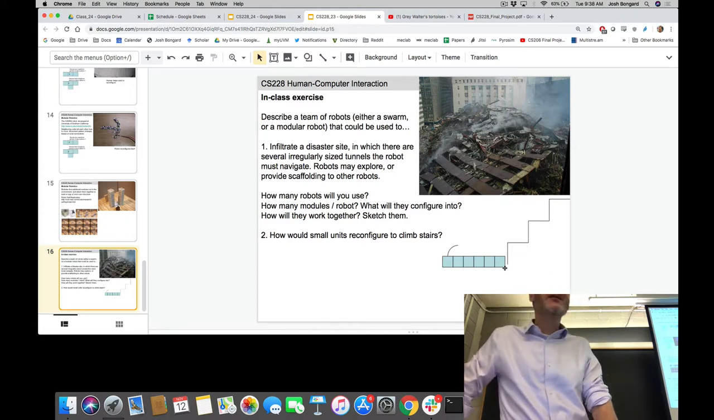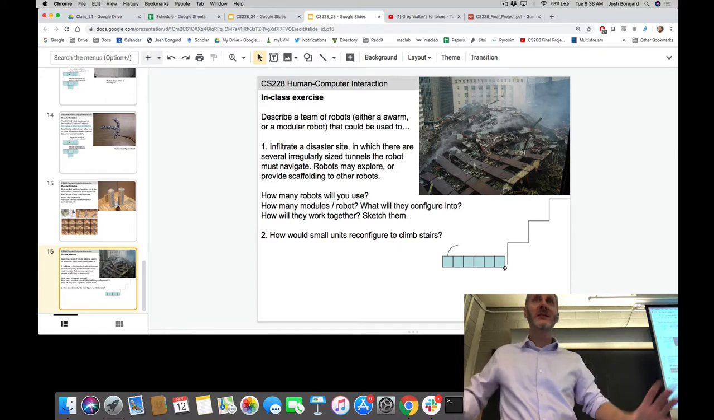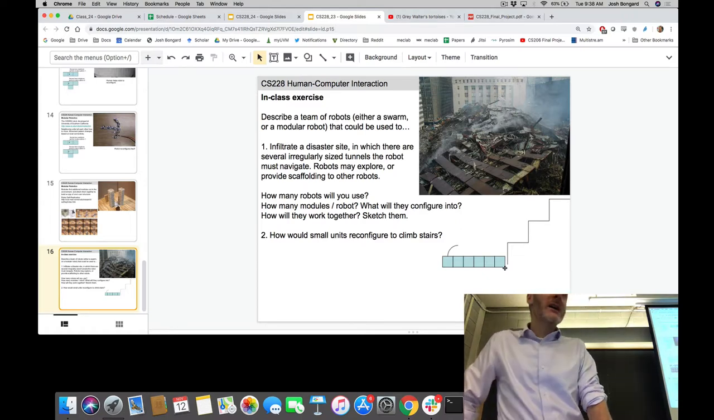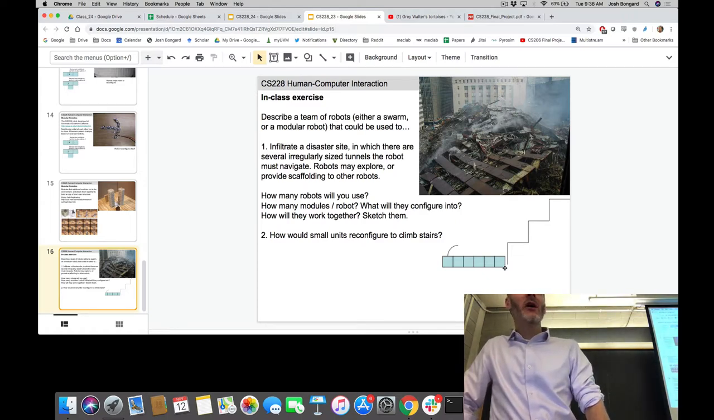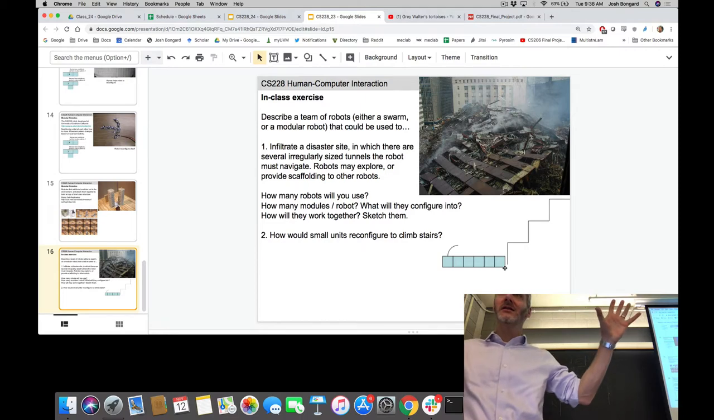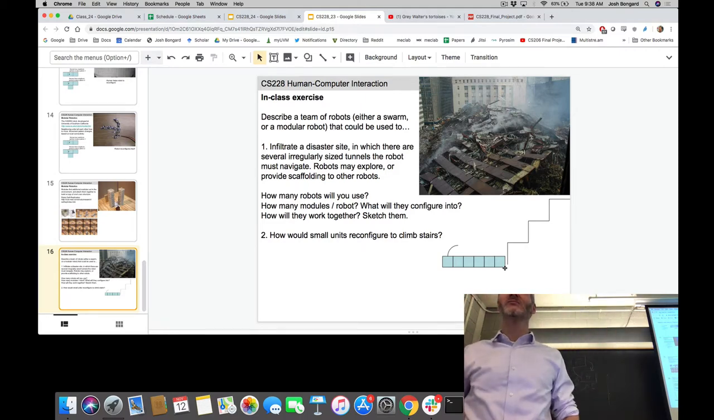So probably want something with legs or arms that can hold pieces in place while moving and try and perturb the environment as little as possible. When we deploy our robot swarm into this site, we want them to look for human survivors. So we want them to penetrate as far into the rubble as possible and distribute themselves.